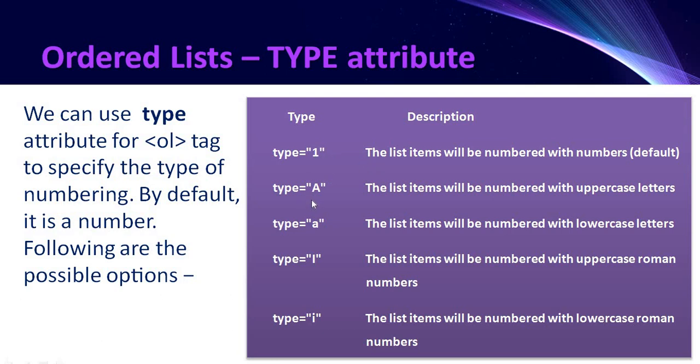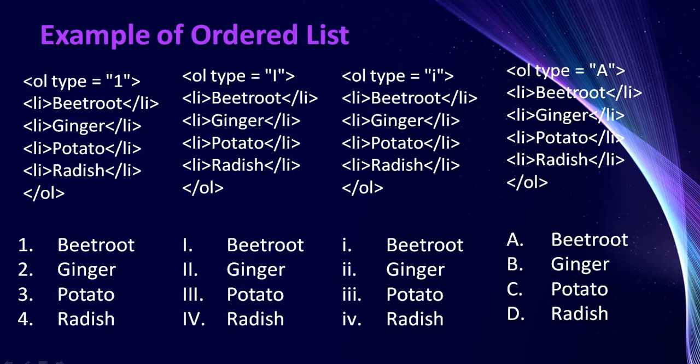If I want to display it with alphabets A, B, C, D, I can specify it using the type attribute in the OL tag. With A, the list items will be numbered with uppercase letters. When I give a small a, the list items will be numbered with lowercase letters. Likewise, I can give uppercase Roman numbers and lowercase Roman numbers. So these are all the examples.